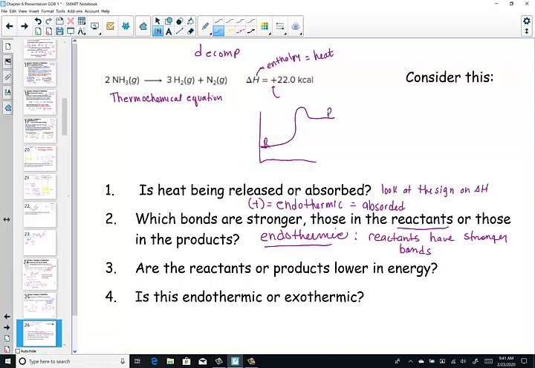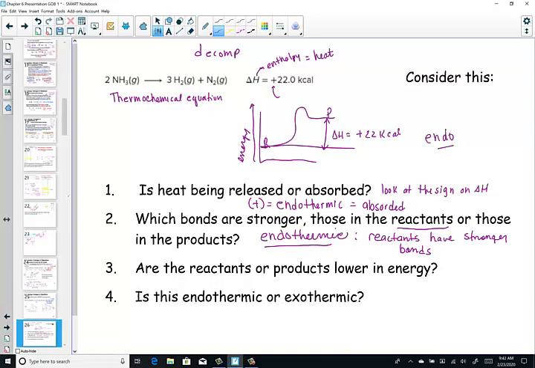And just think about, here's our energy on the y-axis, and as energy goes up, the difference between the reactants and products is known as your delta H. And this would need to absorb 22 kcals of energy for every mole of reactant. So there's your visual of an endothermic reaction, absorbing energy.